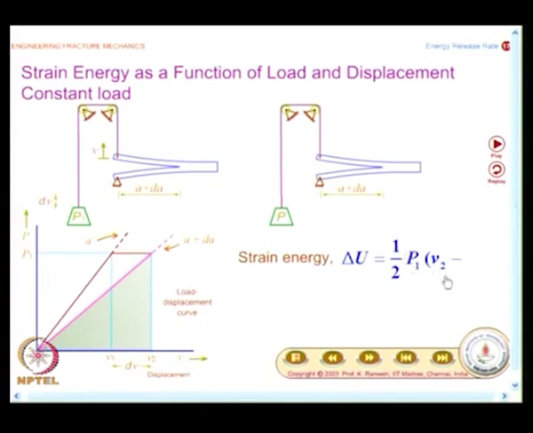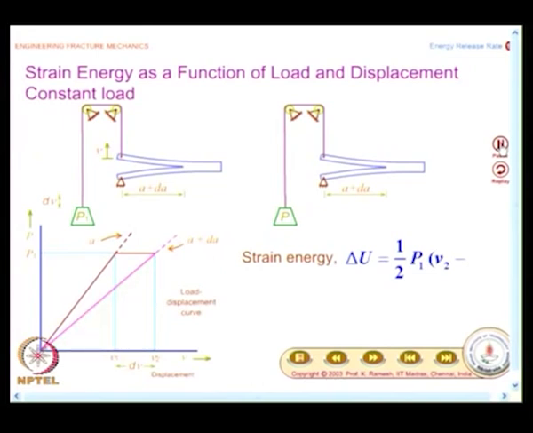What is the initial strain energy? That is below this graph, below this line. It is below this line, and you have this triangular area. Mathematically, it is half of P1 into V1.